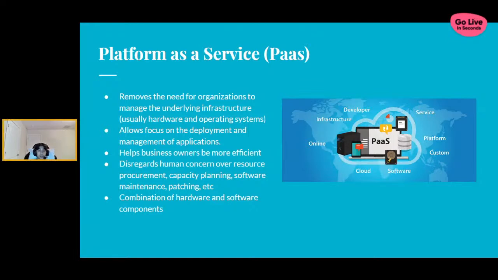And PaaS is also a combination of both hardware and software components.